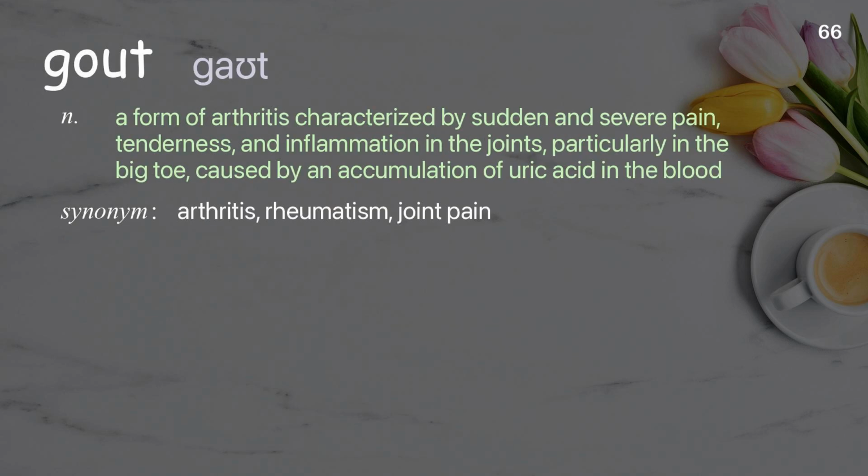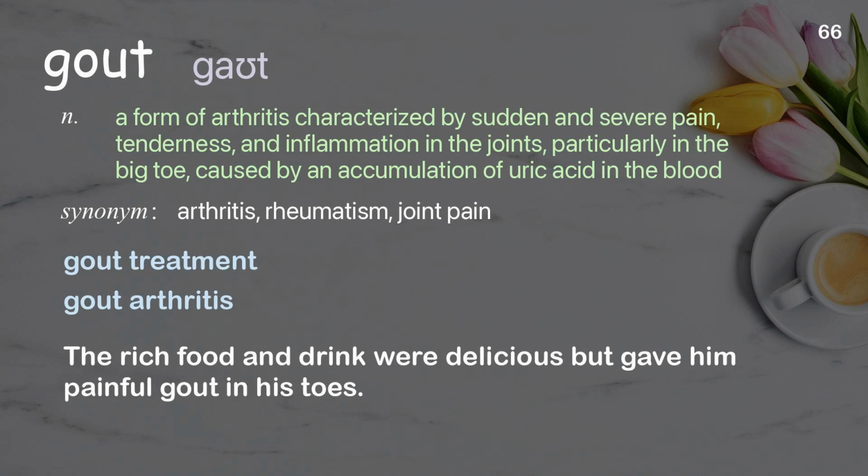Gout. A form of arthritis characterized by sudden and severe pain, tenderness, and inflammation in the joints, particularly in the big toe, caused by an accumulation of uric acid in the blood. Examples: Gout treatment. Gout arthritis. The rich food and drink were delicious, but gave him painful gout in his toes.